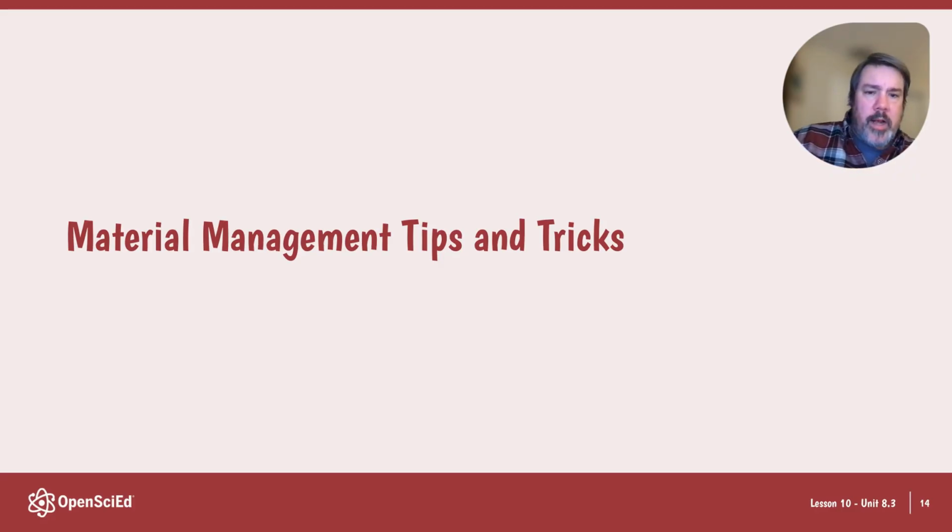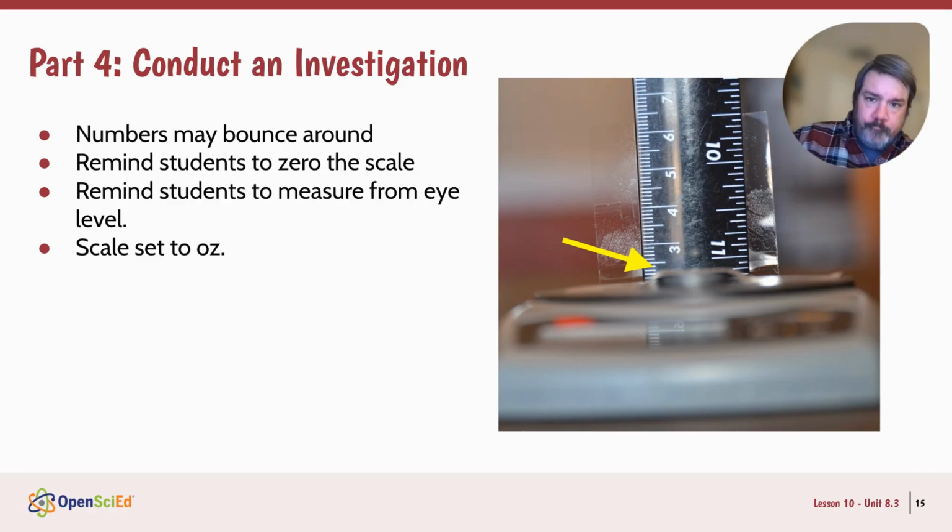So let's talk a little bit about some tips and tricks. When students are conducting the investigation, the numbers are going to bounce around. You really want them to be as still as they can when they are holding that magnet above the other magnet. They're going to see the scale fluctuate, and you're going to work with them to keep it as still as possible. They're going to try to get the average of what they're seeing, so let them practice a little bit and get a feel for that.